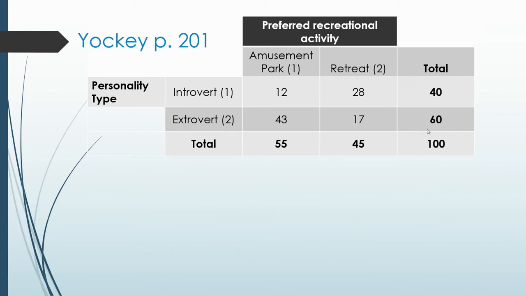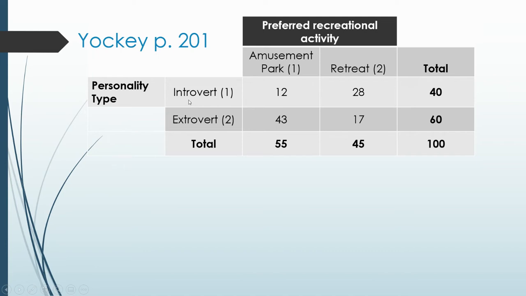So here's the data that he presents to you on page 201 related to this particular example. So over here on the left of this table, you can see we have the personality type, and there's two possibilities, introvert or extrovert. And in parentheses here, I've just put how these data have been coded in the data set.